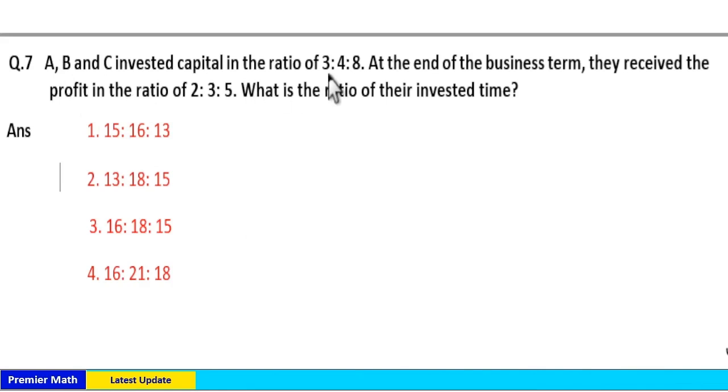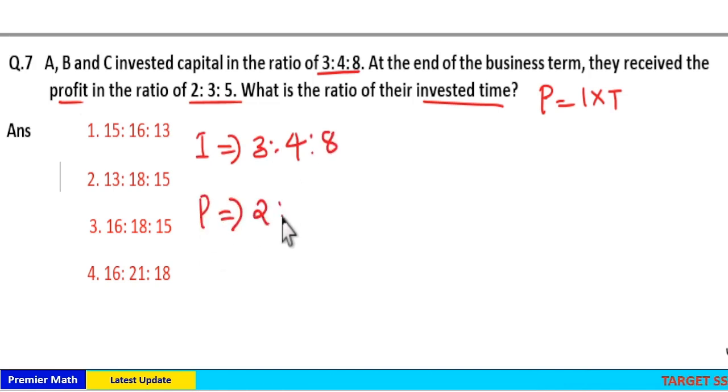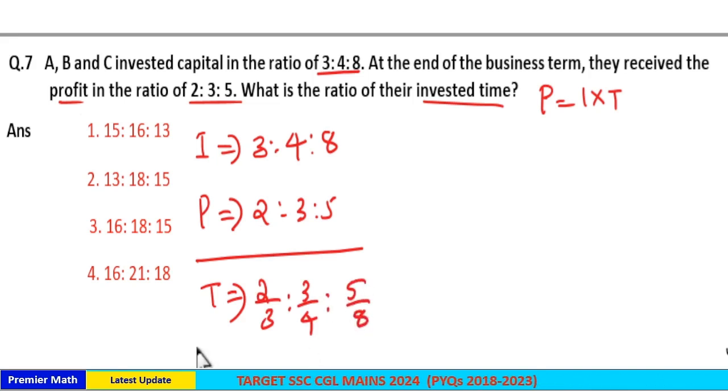A, B and C invested capital in the ratio 3:4:8. At the end of the business term, they received profit in the ratio 2:3:5. What is the ratio of their invested time? We already know profit is equal to investment into time. Then here the investment ratio is 3:4:8 and the profit ratio is equal to 2:3:5. Then from this, the time ratio is equal to profit by investment. Profit by investment means 2/3:3/4:5/8 is the time ratio.